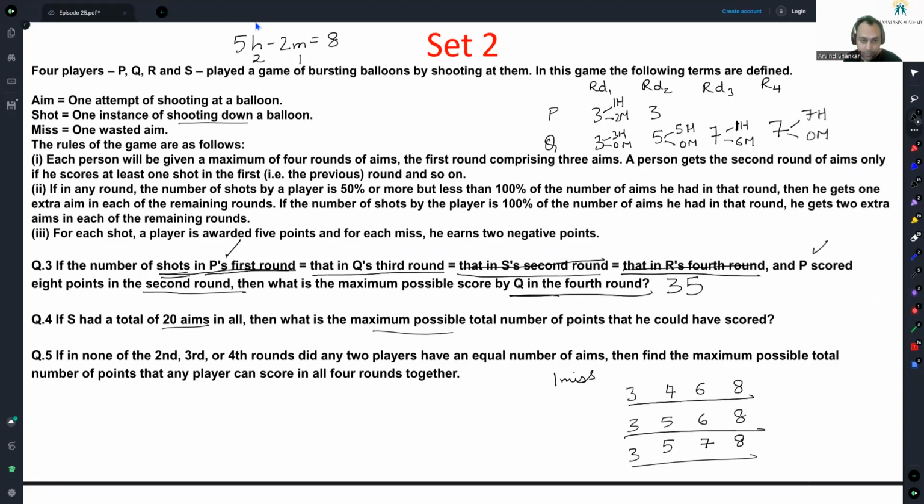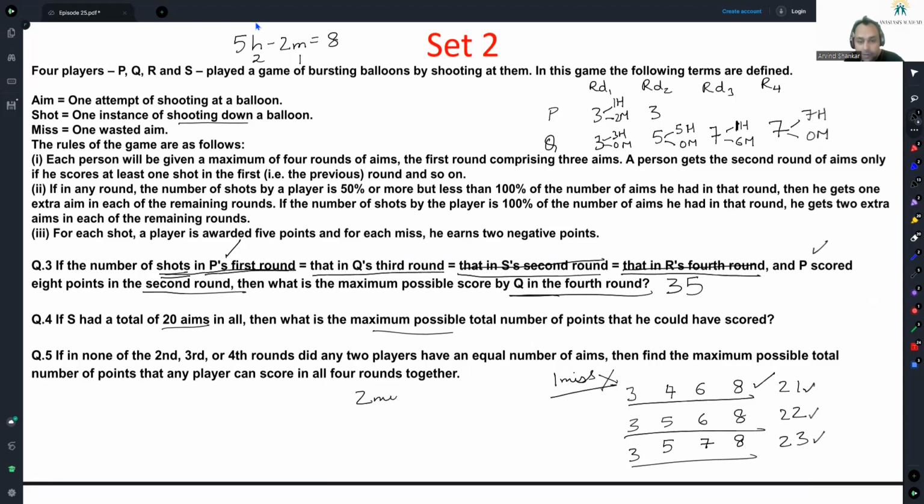In either of these cases, we are considering the case when there was just one miss out of his 20. Does he have 20 aims? 3 plus 4 is 7. 7 plus 6 is 13. 13 plus 8 is 21. From here to here, the increase of 1. This is 22. And this is 23. None of these cases are acceptable. If he had just one miss, the total number of aims that he is going to get will necessarily be more than 20. So one miss as a case is not possible.